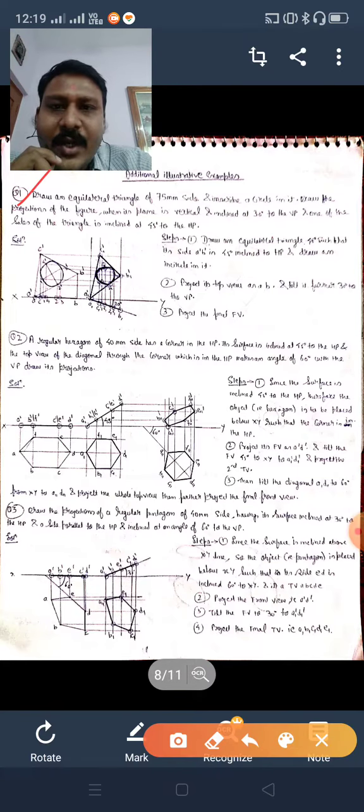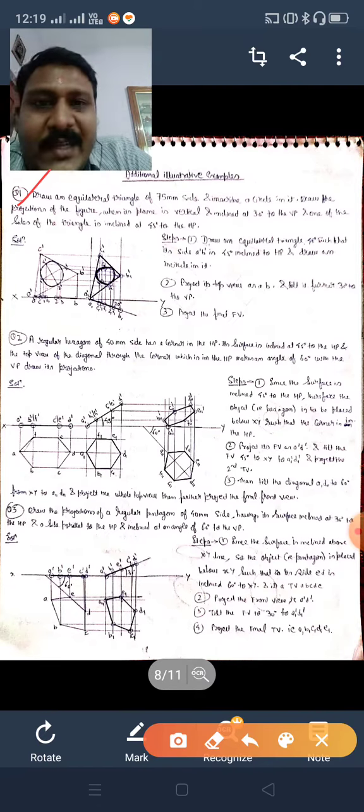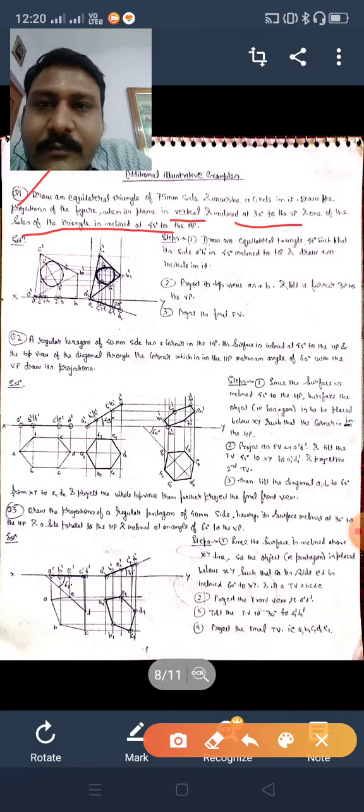Draw the projection of the figure when its plane is vertical and inclined 30 degree to the VP. The inclination of the plane is given. Plane is vertical and inclined 30 degree to VP, means this inclination is of the plane. And one of the sides of the triangle is inclined 45 degree to HP. So this is the first inclination.